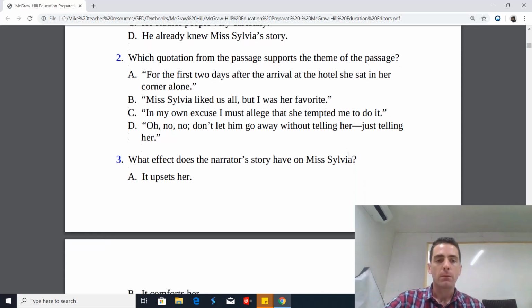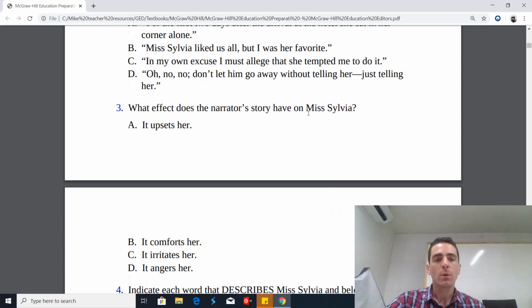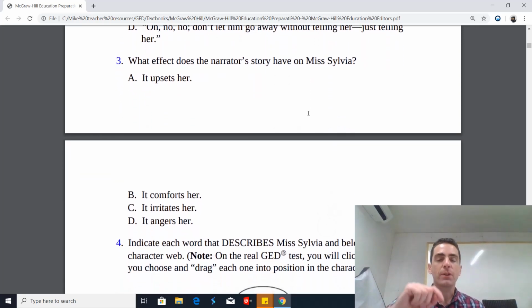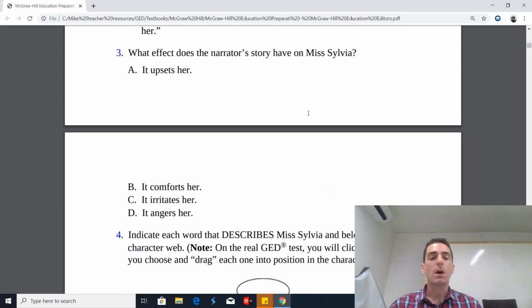Question 3. What effect does the narrator's story have on Miss Sylvia? A, it upsets her. B, it comforts her. C, it irritates her. D, it angers her. Well, it can't be D. She doesn't get angry. C, irritates her. Well, it does more than that, doesn't it? Because she cries, she sobs, as the text tells us. B, it comforts her. Definitely not B. It has to be A. The narrator's story upsets her, okay?